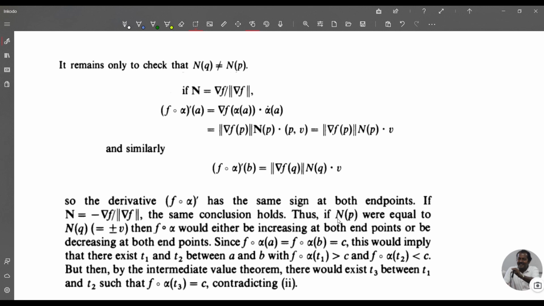Thus, if n of p is equal to n of q, then f composition alpha would be either increasing at both endpoints or decreasing at both endpoints. Since f composition alpha of A is f of alpha of A, that is equal to C, this would imply that there exist T1 and T2 between A and B with f composition alpha of T1 greater than C and f composition alpha of T2 less than C. But then by the intermediate value theorem, there would exist a T3 between T1 and T2 such that f composition alpha of T3 equals C. This will contradict our condition. So this proves the theorem.